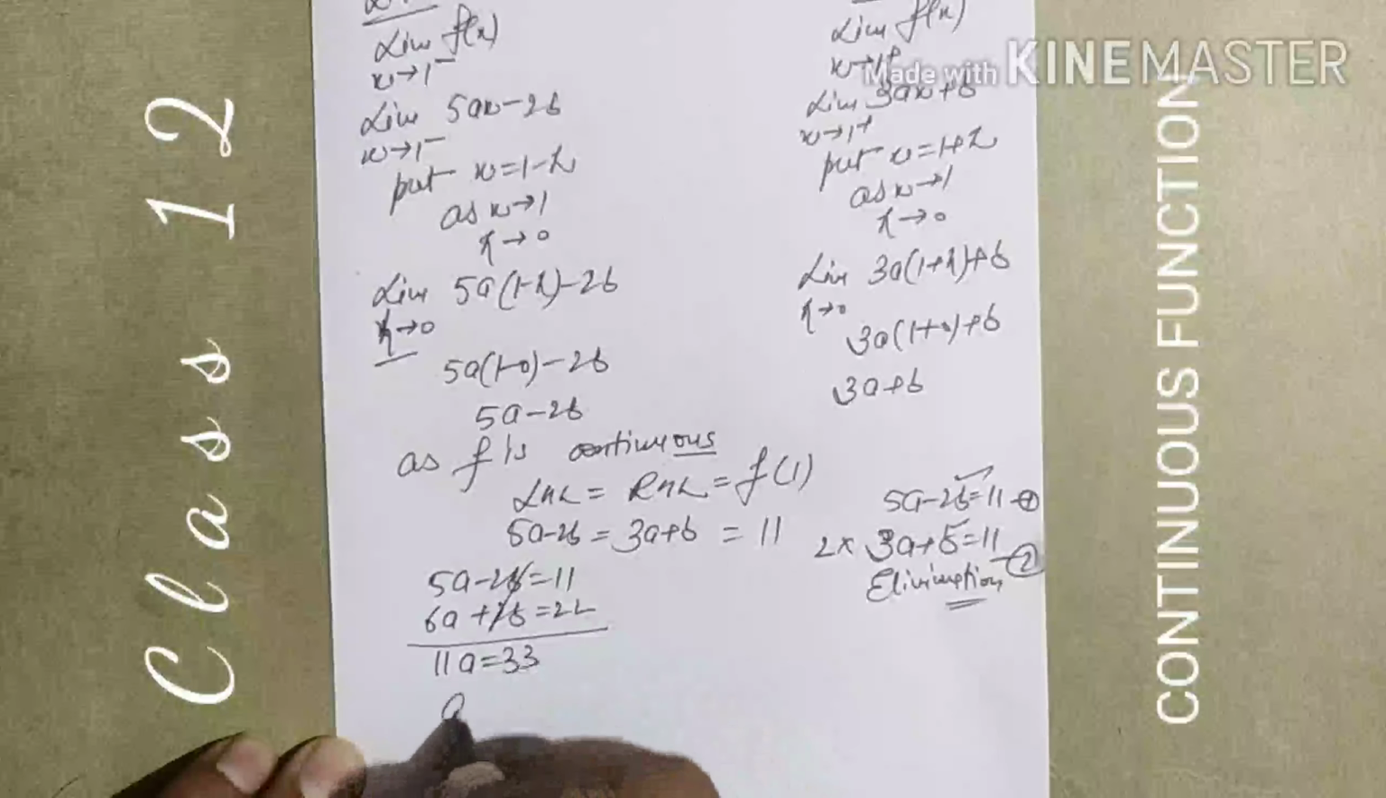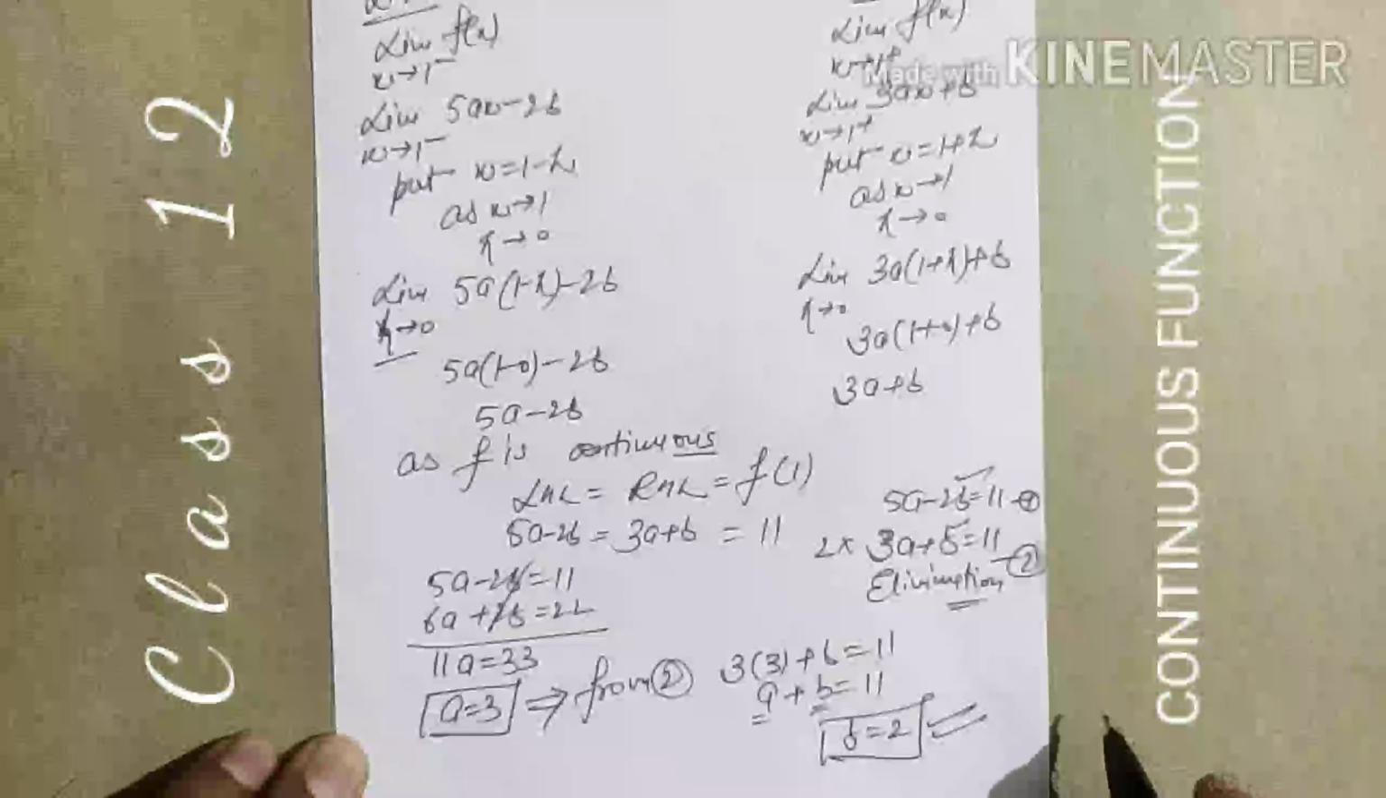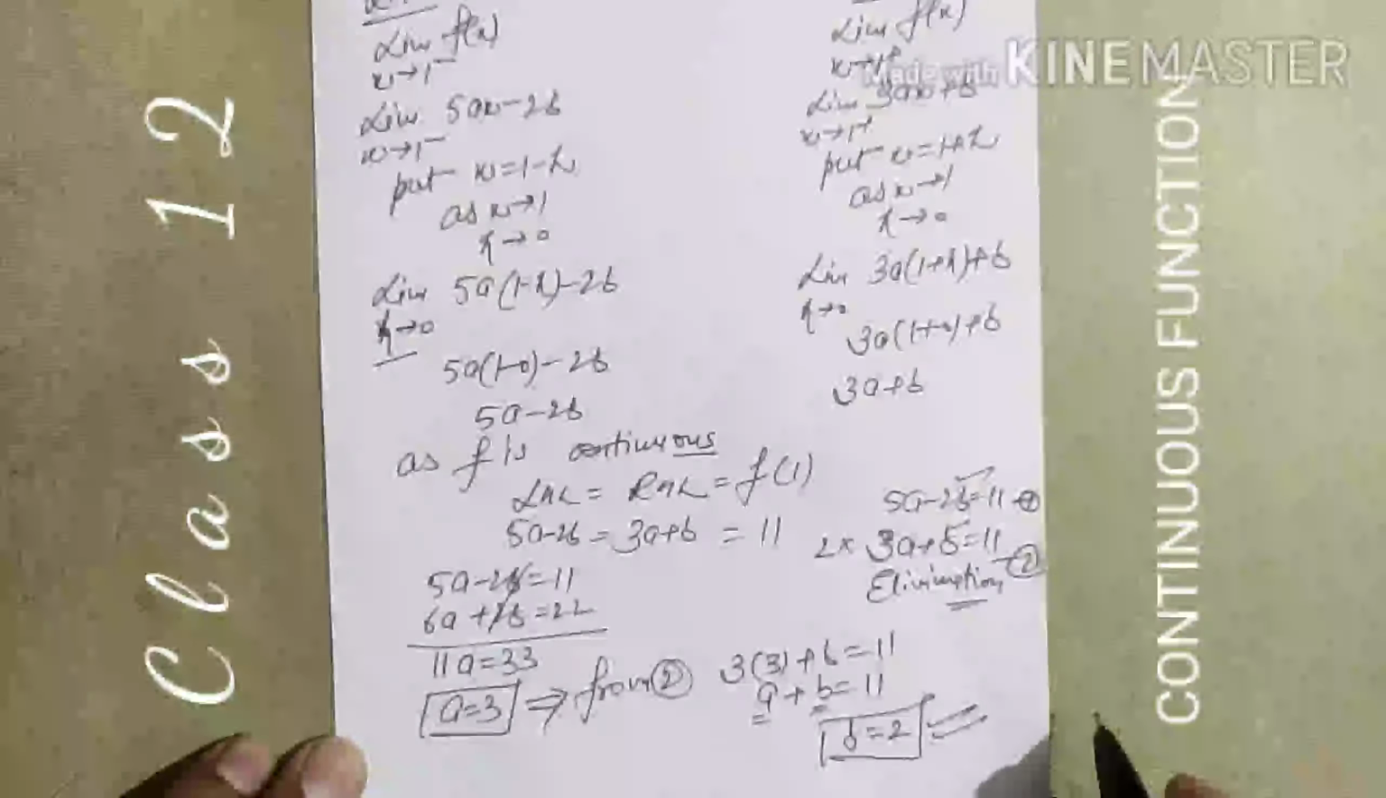Now from equation 2, 3 times a plus b equals 11. Now we are using the logical method. 9 plus which value gives 11? That is 2. This is the most important question for the board exam. So students, be careful about this type of question.